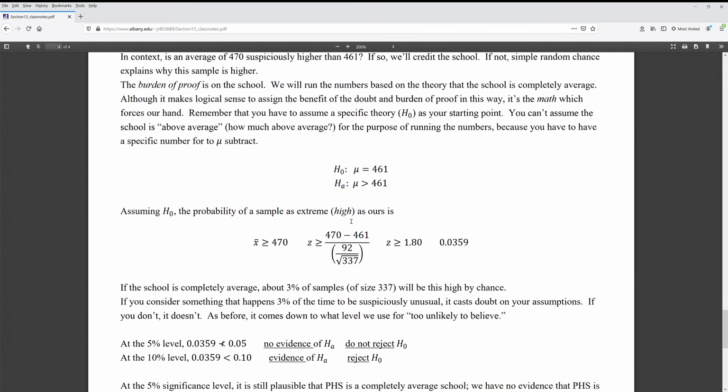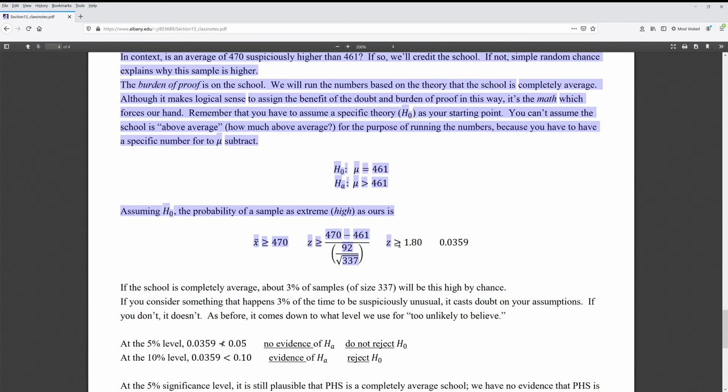Well, as always, we assume H0. Assuming the school is completely average, how weird is it for 337 students to do this good? We'll subtract what we're assuming to be 461. We'll divide by what in any case is sigma over the square root of n, and we get our 1.80. The tail in question is 0.0359.